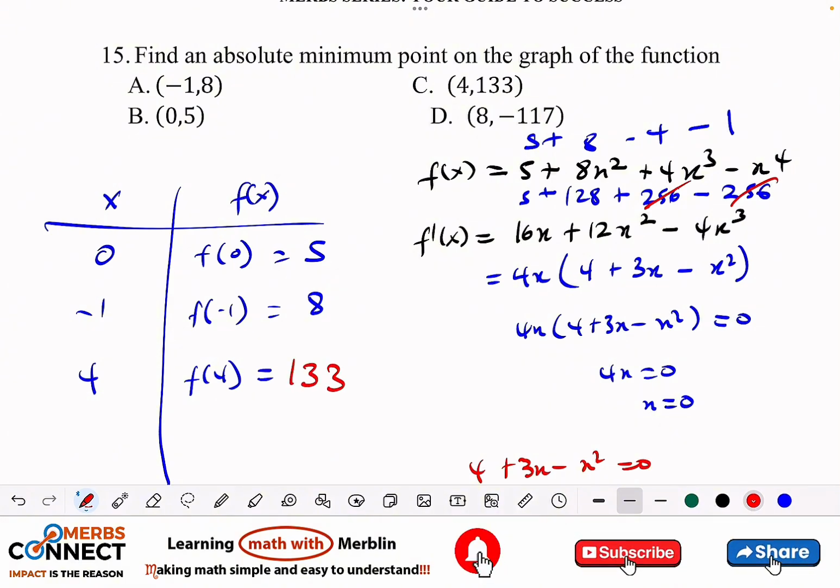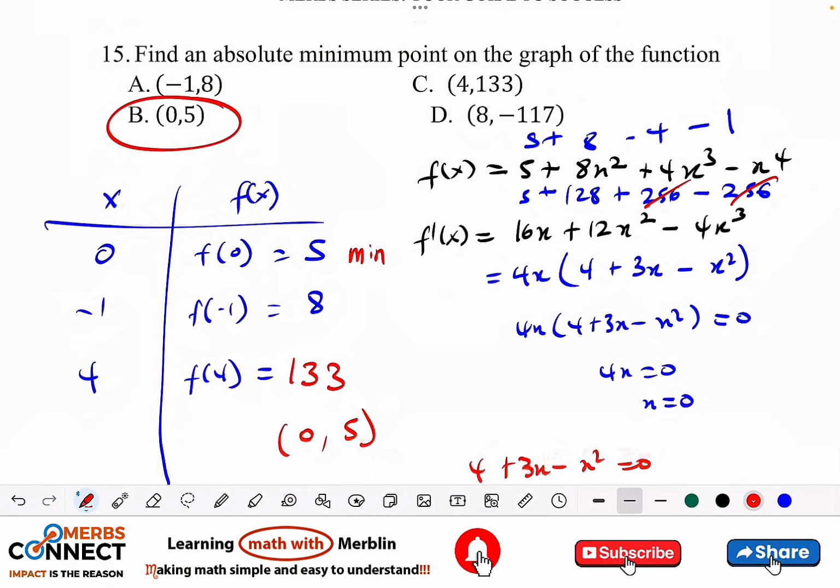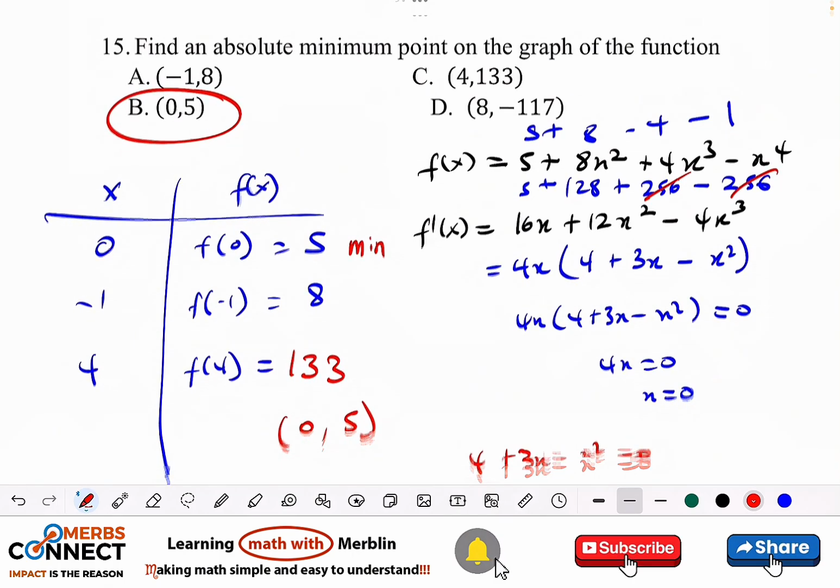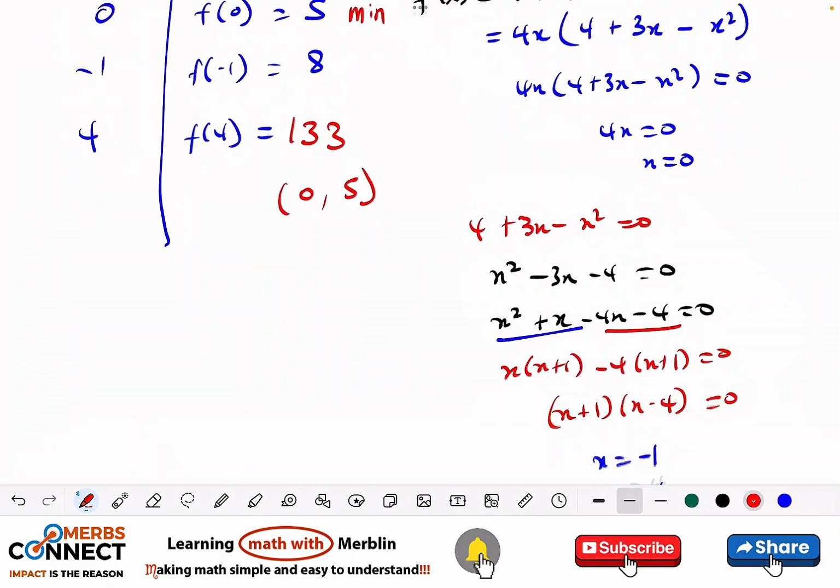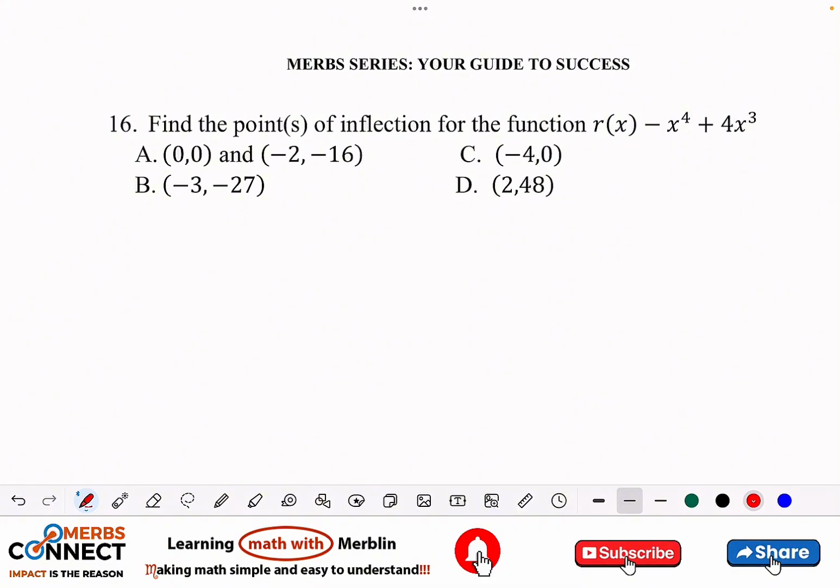So which one is the minimum? The minimum is this one. So it means that the coordinate of the minimum point will be the x coordinate, which is 0, and the y coordinate, which is 5. So we are going to have B from this. Good. And let's look at 16. We are almost there, left with 4 questions.